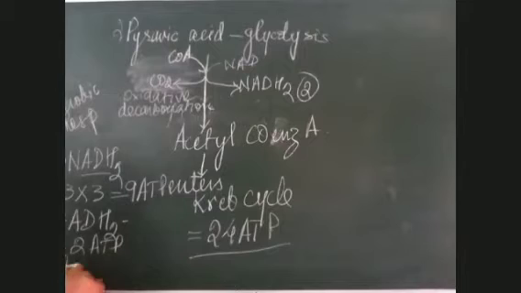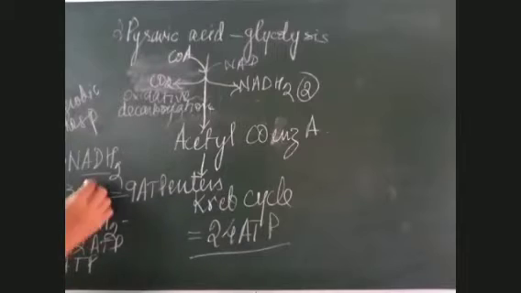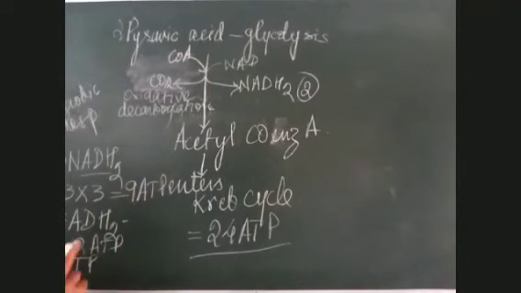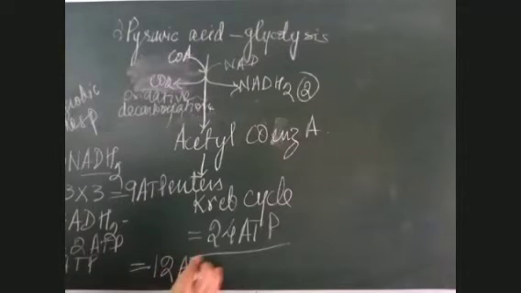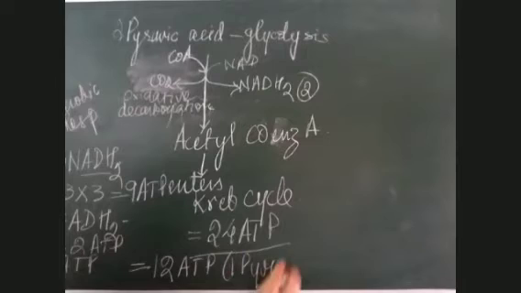And 1 ATP is itself formed. Now how many in total? 9 plus 1 is 10, and 2 ATPs from FADH2. So in all, 12 ATPs are formed from one pyruvic acid.